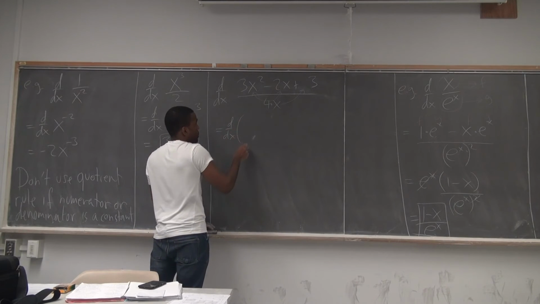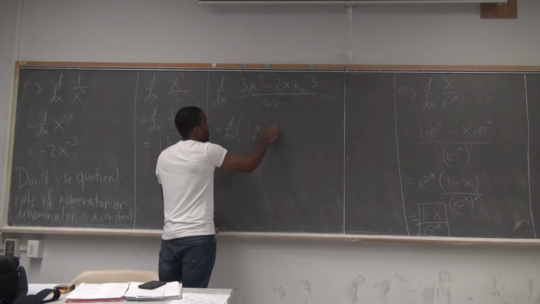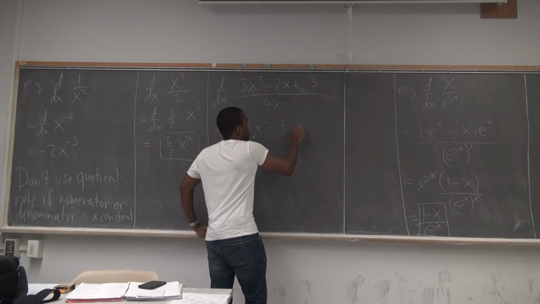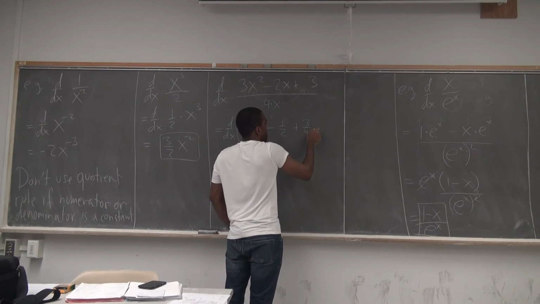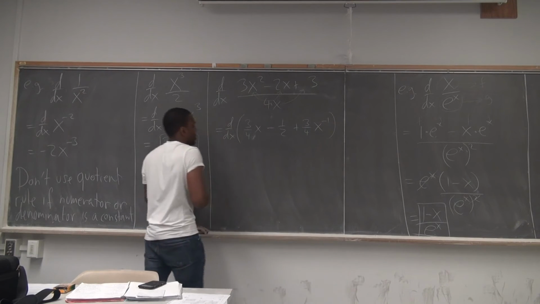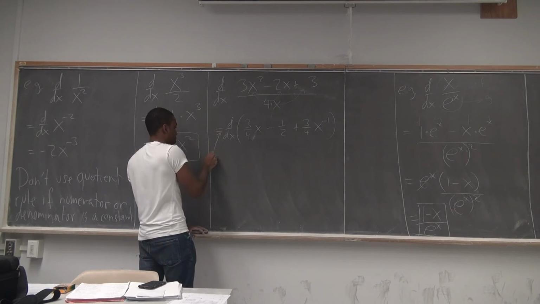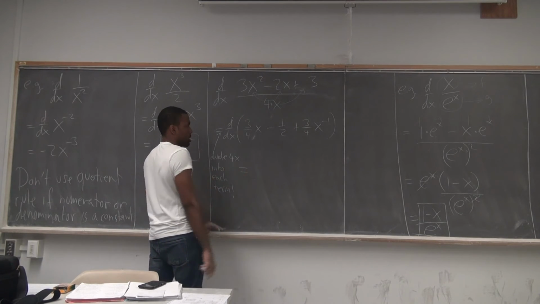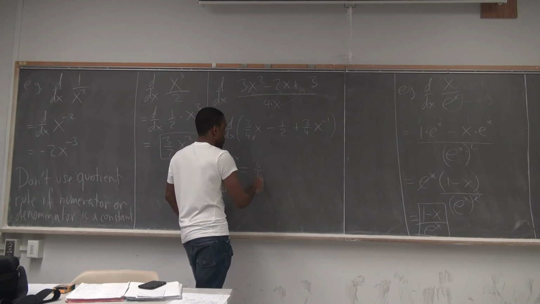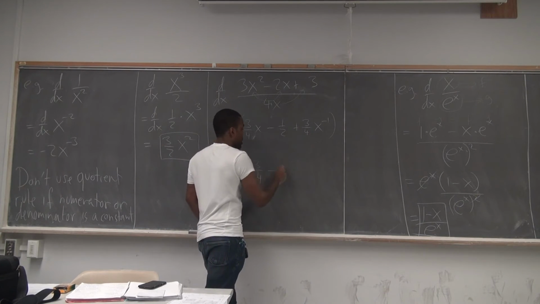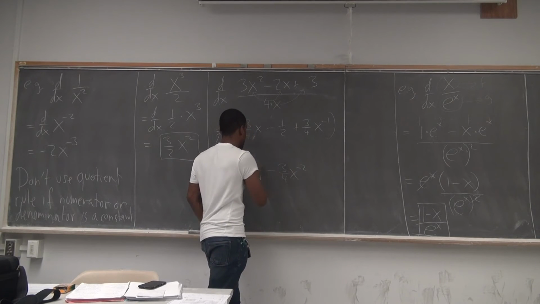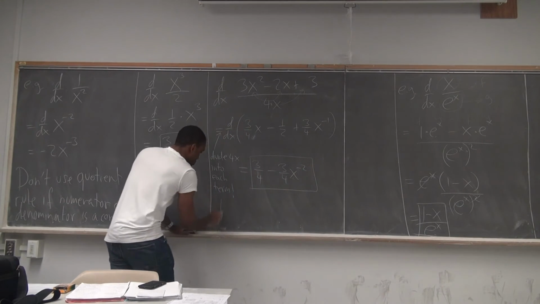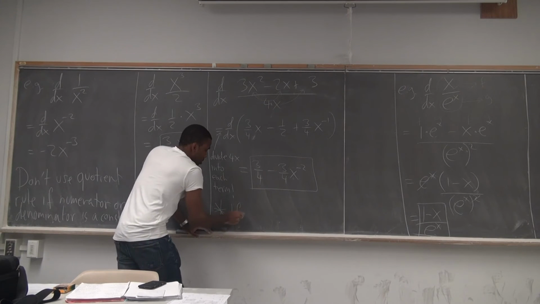This is basically asking for the derivative of 3 over 4x minus 1/2 plus 3 over 4 times x to the minus 1. It's just the power rule. Derivative of this is just 3 over 4. Derivative of that constant is 0. Derivative of that is minus 3 over 4 x to the minus 2.